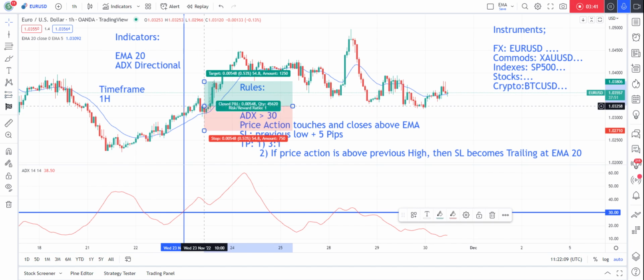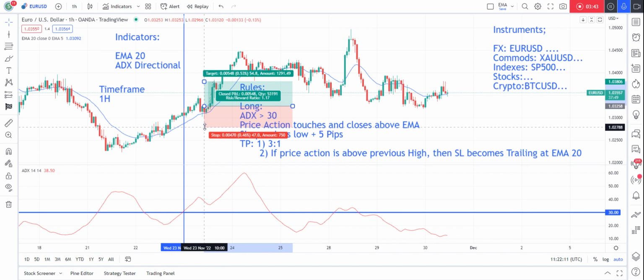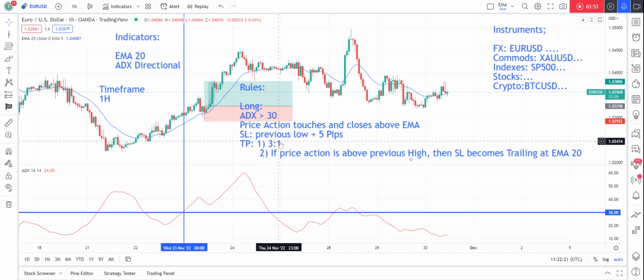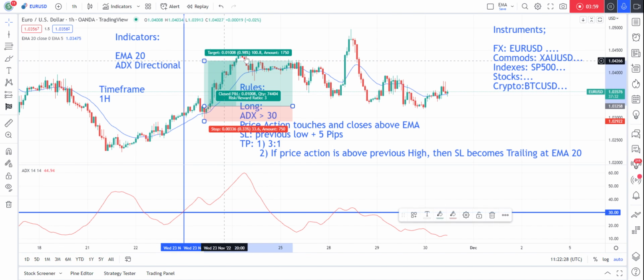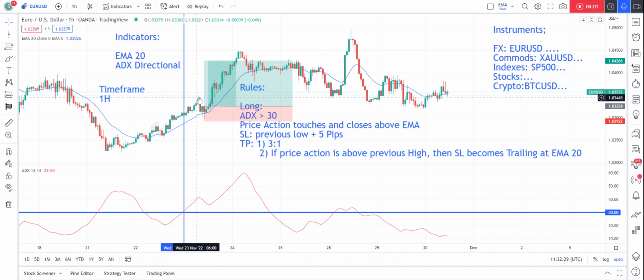So then we open at the close of the candle, and the stop loss is previous low plus 5 pips, just in case you have another spike lower. Risk reward ratio on the take profit is 3-1. However, this is where it becomes a bit more dynamic, where you want to reap the benefits of it. If it doesn't go above the previous high, this is the previous high, let's mark it, it remains a stop loss and 3-1.